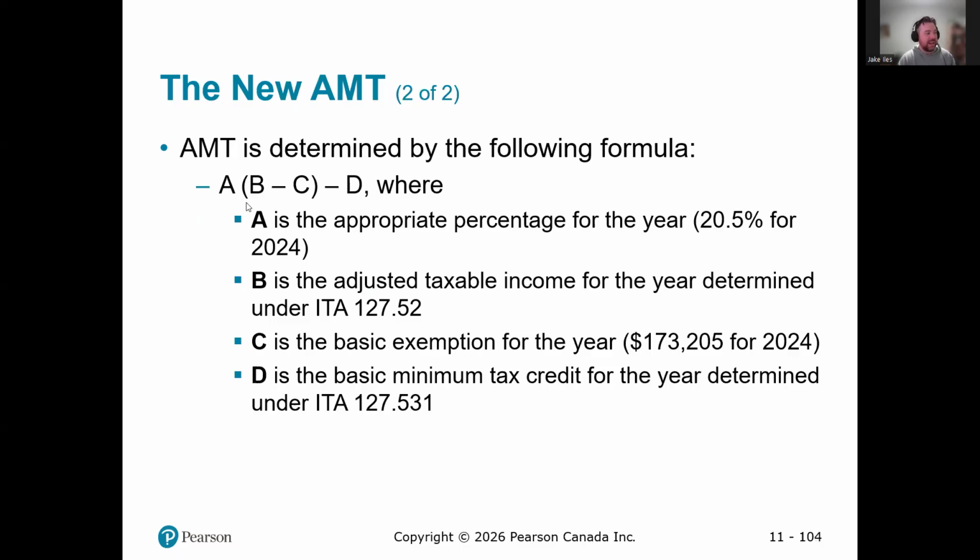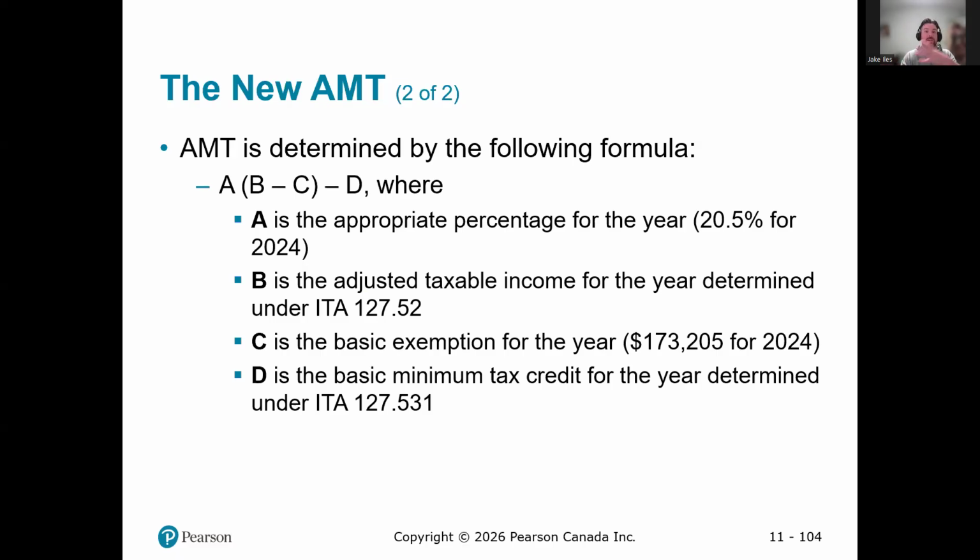So we have A, that's basically the tax rate. That tax rate of 20.5 is the second tax bracket. So the AMT is applying to individuals who are in the high tax brackets 4 and 5. And the AMT tries to make sure that they're at least paying these low tax bracket rates. So the appropriate tax rate is 20.5, times the adjusted taxable income minus the basic exemption. The basic exemption for 2024 is 173,000. That's the threshold to get into bracket 4.